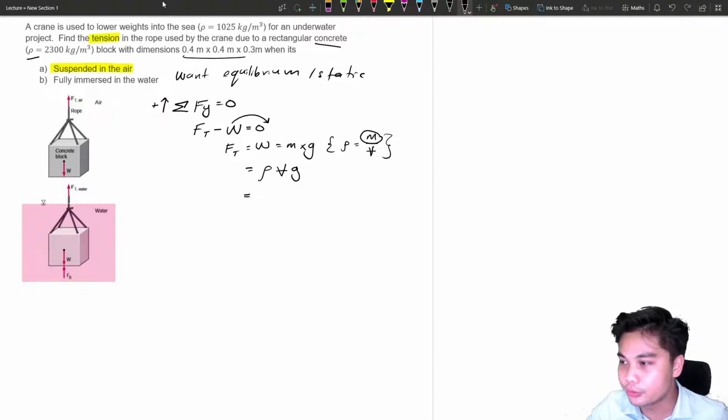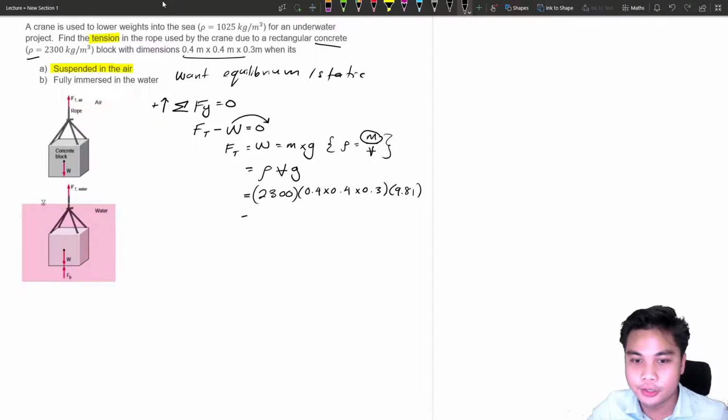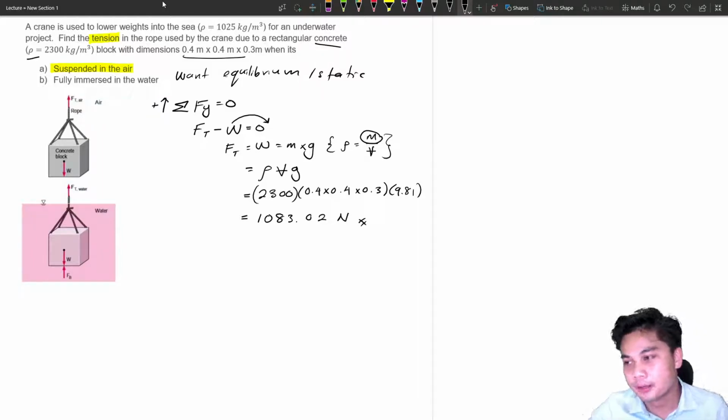Just substitute the values. Density is 2300, multiplied with the volume, which is 0.4, 0.4 and 0.3, and finally multiplied with the gravity. You will get 1083.02 Newton as the tension force. The next question asks, when the block is fully immersed in the water.